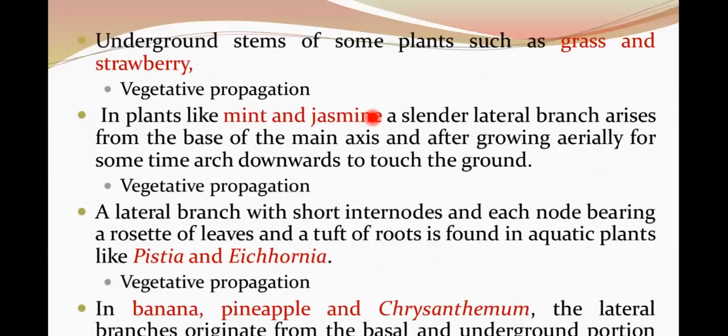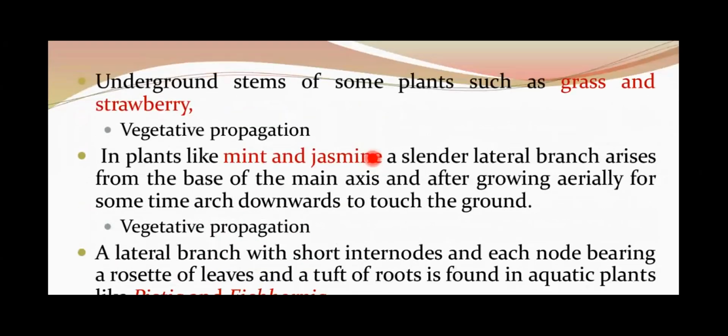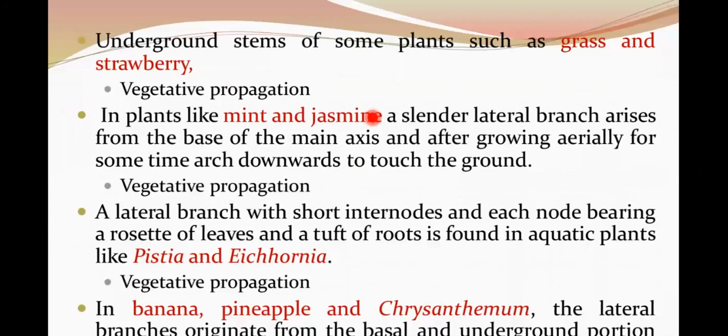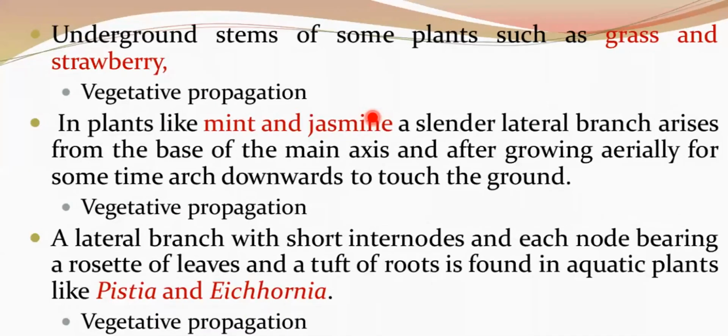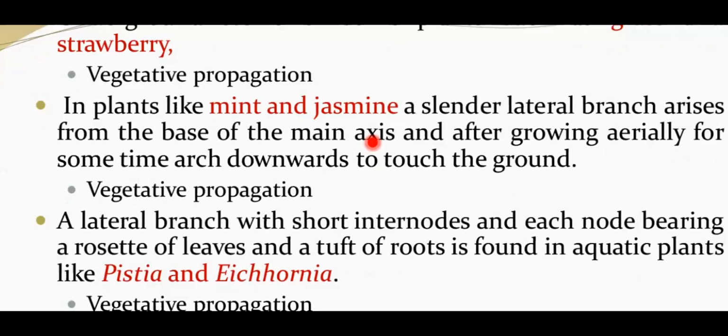Let us come to further modifications of this stem. In certain plants, underground stems of some plants like grasses and strawberry will undergo modification for the purpose of vegetative propagation. Whereas in plants like mint and jasmine, a slender lateral branch arises from the base of the main axis, and after growing aerially for certain time, it arches downwards to touch the ground. The function is again vegetative propagation.